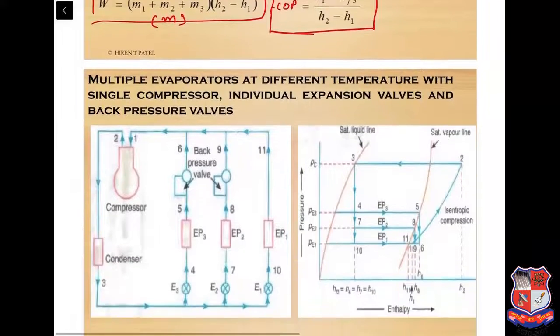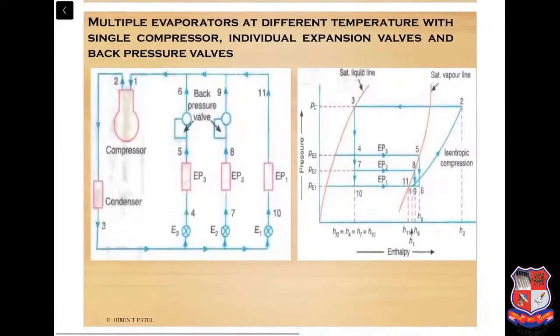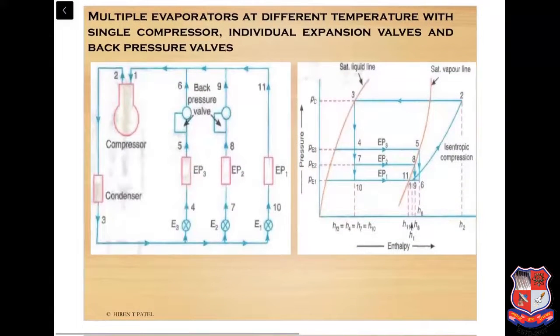The second one is a little bit of a modification of this system, that is multiple evaporators at different temperatures with single compressor, individual expansion valves and back pressure valve. This system is utilized when the temperature required at different places is different. So different products are required to be stored at different temperatures, then this kind of multiple evaporator system is used.